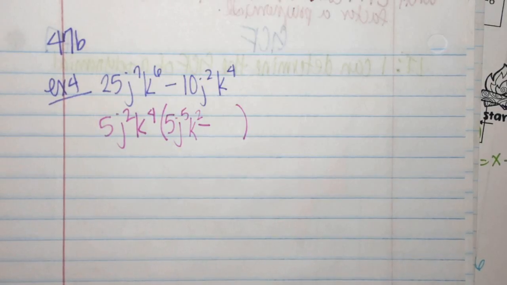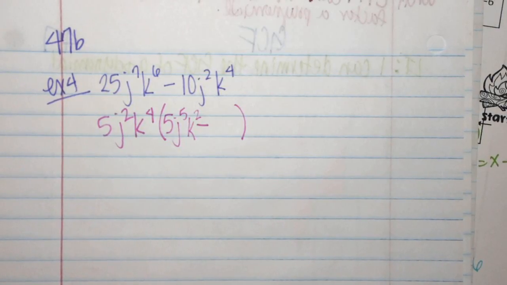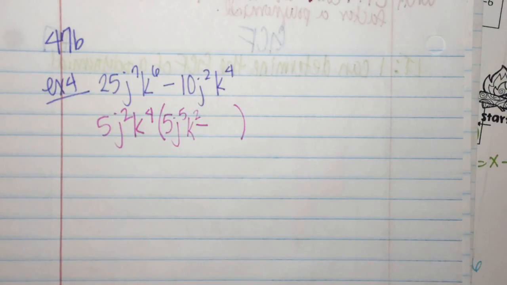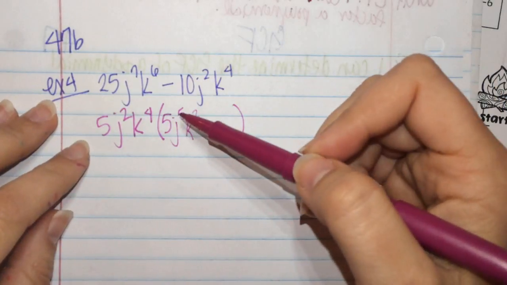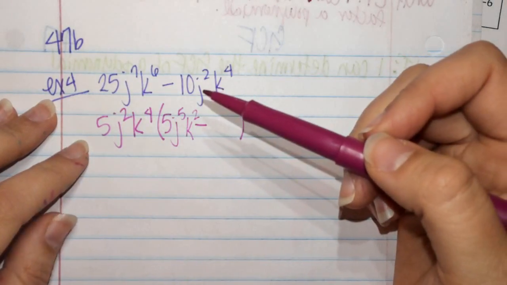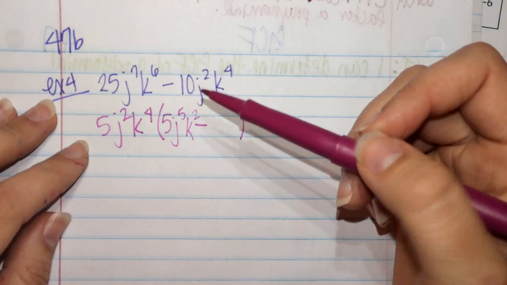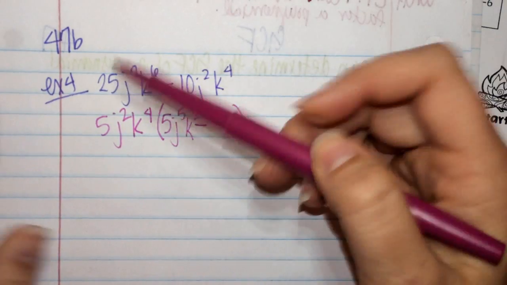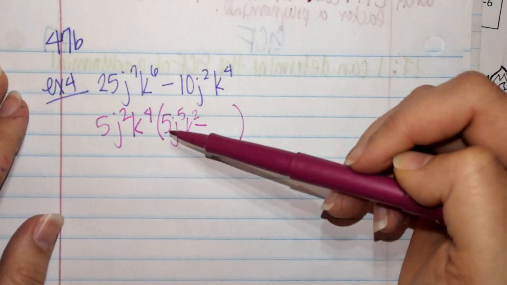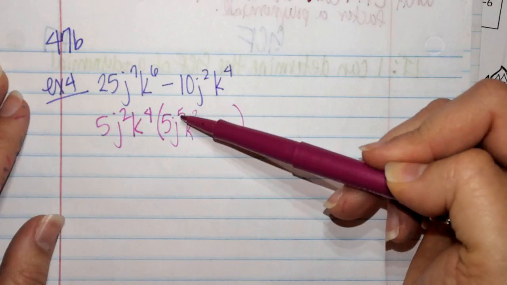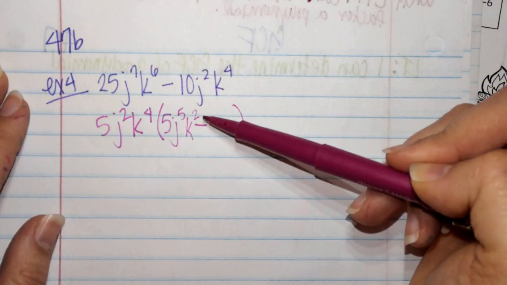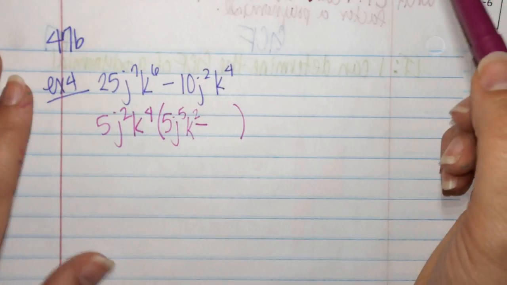Tyreek, what don't you get? Tell me. So you subtracted. What did you subtract? Alright, Tyreek. The first thing I did was 25 divided by 5, and we got 5. Then you subtract the exponents. What's 7 minus 2? 5. What's 6 minus 4? 2. That's it. That's all I did.